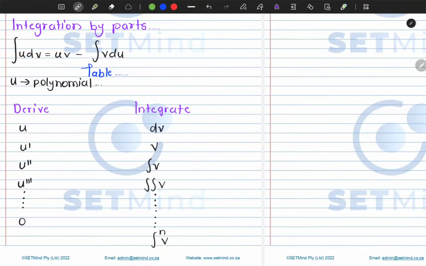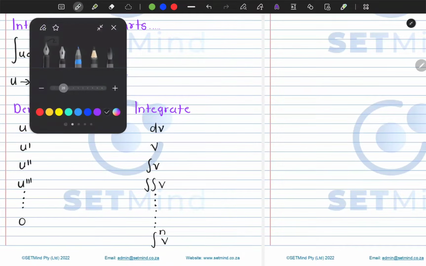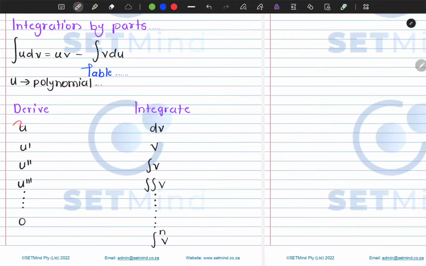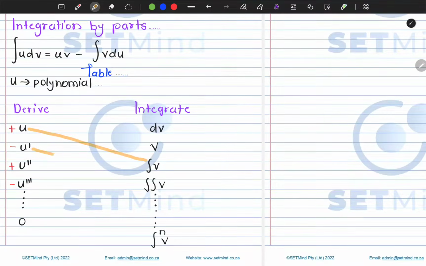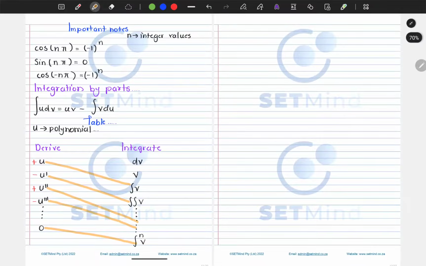Once you get this, you are as good as done, because all you do is, as you differentiate, you just change the sign. We put a plus, minus, then plus, minus, and so on up until we get to the 0. And what you do is you just multiply across like that, and so on, up until we get to 0 times that. So that is what you get. And then all you do now is you just sum the answer which you find.